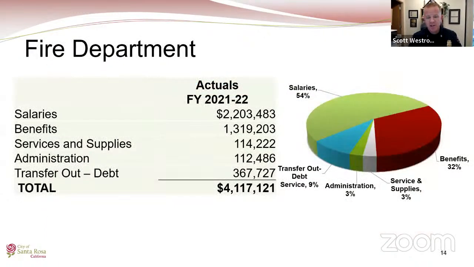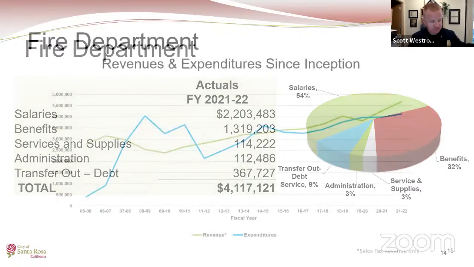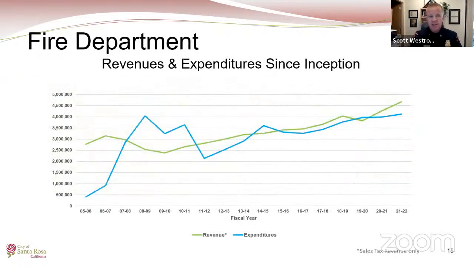A little bit more detailed look at our expenditures over fiscal year 21-22. About $3.5 million of the Measure O fund went towards salaries and benefits, or about 86%, which is very much in line with what we look like across all of our funds. We're about 86% salaries and benefits. And then we had a service and supply line of about $114,000 and administrative costs of $112,000. And then the $367,000 lease payment on Station 5, which comes out of the fund annually. Next slide, please.